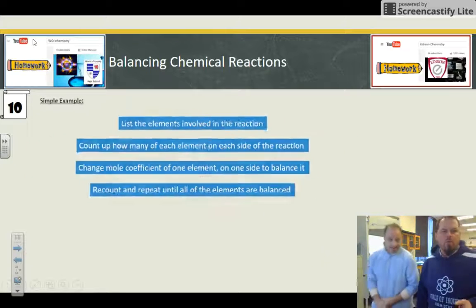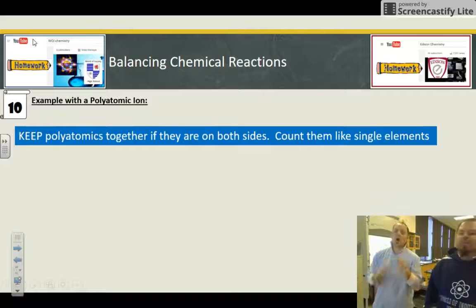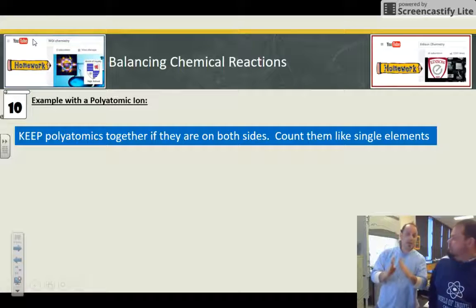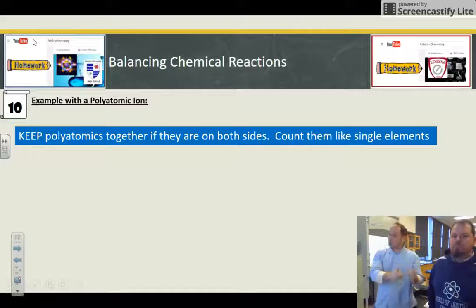With polyatomic ions, however, before we get into them, we always keep the polyatomic ion together. Just like in determining if it's synthesis, decomposition, single replacement, or double replacement, I put one code letter above the polyatomic ion. We do the same thing here.